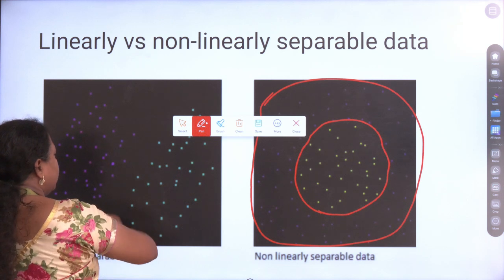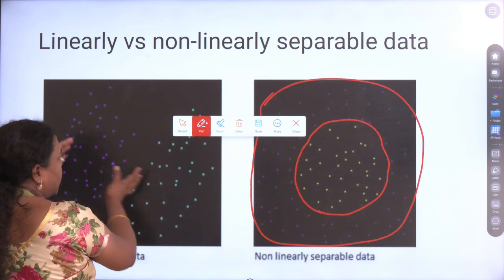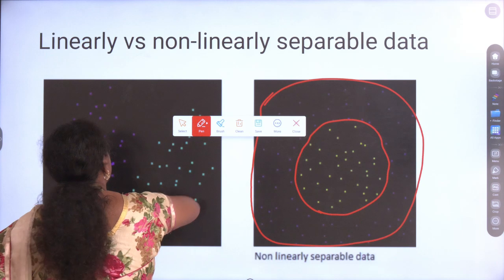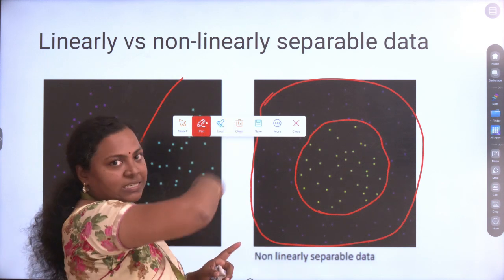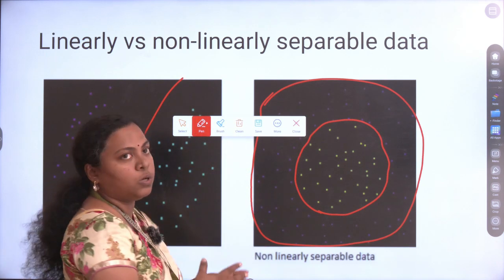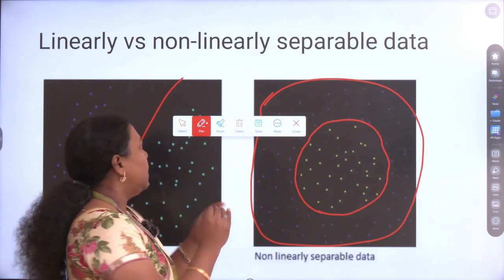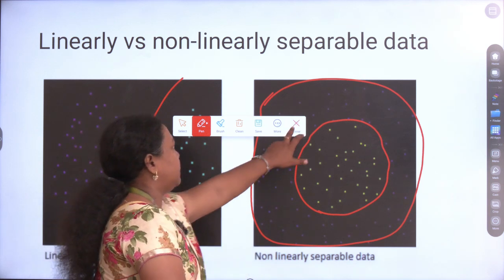But when we talk about this particular data, you have pink dots as well as green dots. In this case we can just draw a straight line to separate these two sets of dots, to say that these two are different data.